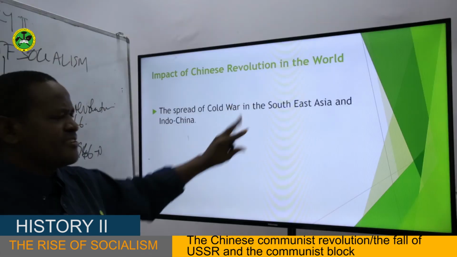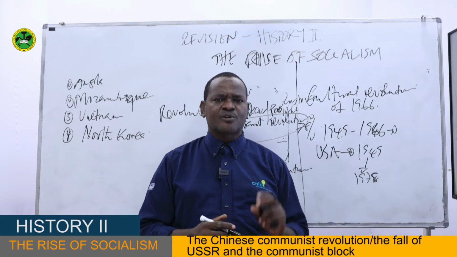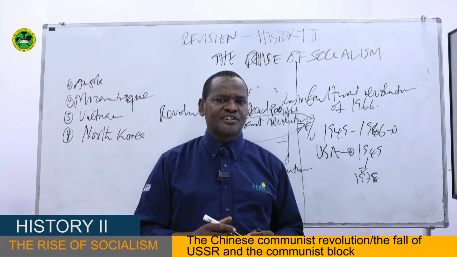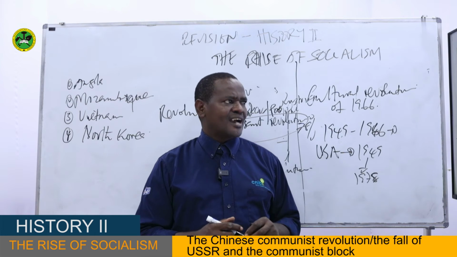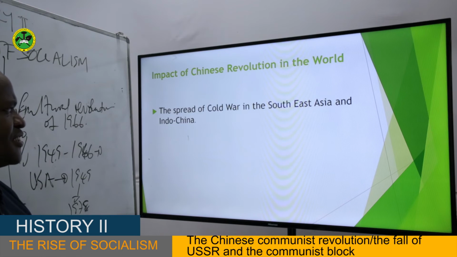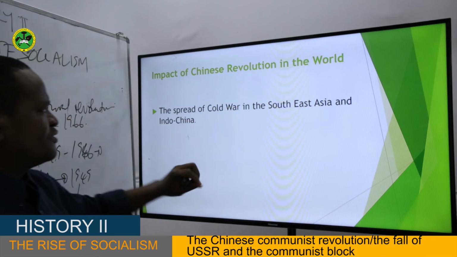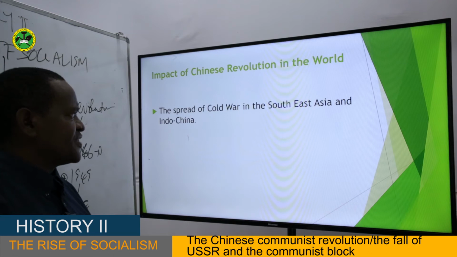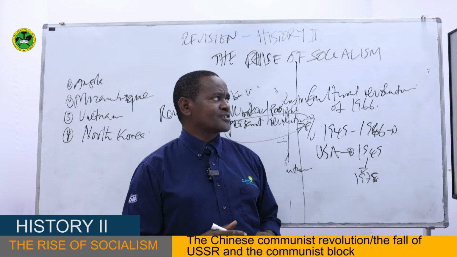The Americans came to that area and established different military organizations. For instance, they had what is called SEATO, the Southeast Asian Treaty Organization, which was a military pact between the Americans and other countries like the Philippines. Also, there was CENTO, which was established in Central Asia and so on. All these were done to prevent the possibility of the spread of communism in those areas. So the spread of Cold War in Southeast Asia and Indochina is one of the impacts of the Chinese Revolution in the world.